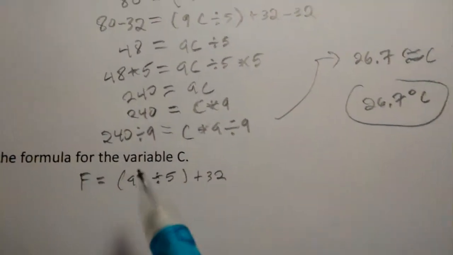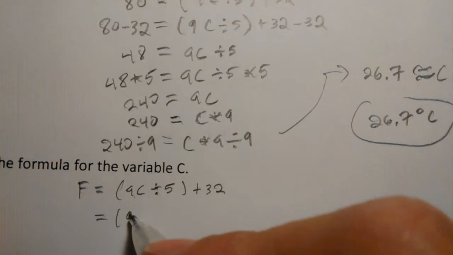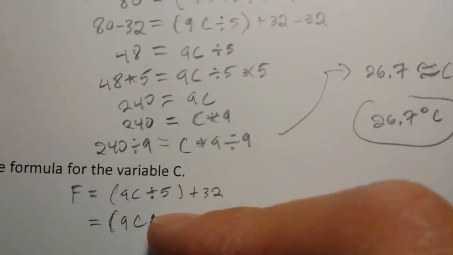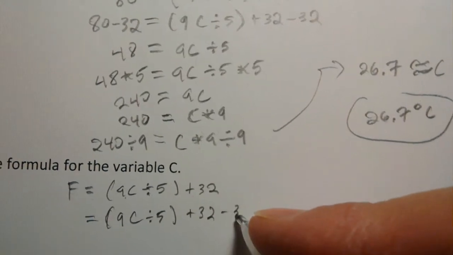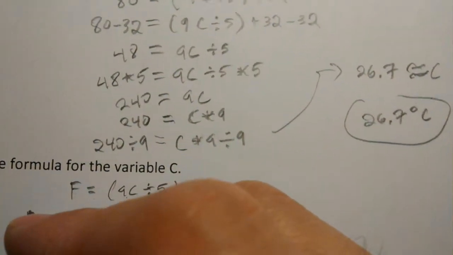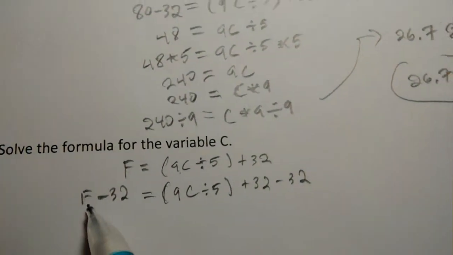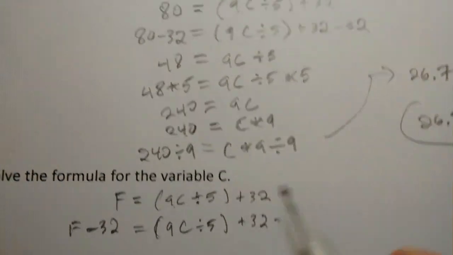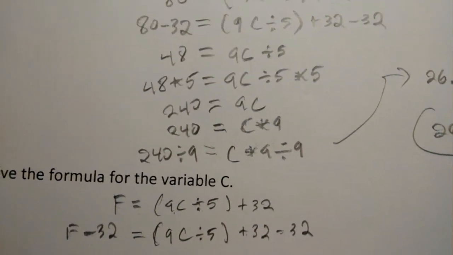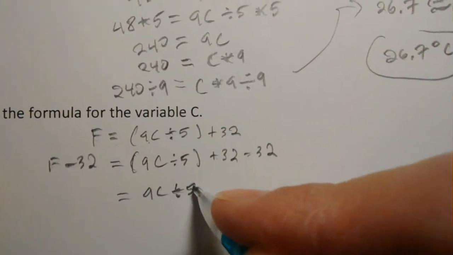Let's do it. We're going to subtract 32 to undo this first. And on the left side we have f minus 32. Remember, we don't have a value for f, so that's got to stay with our work. So this undoes this, and I have this on the right side. That's division.